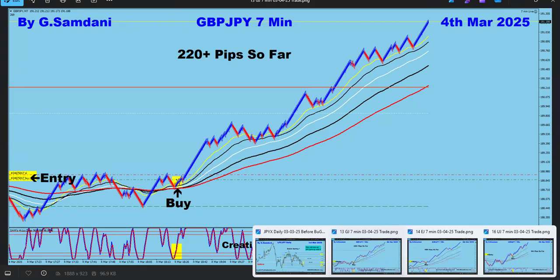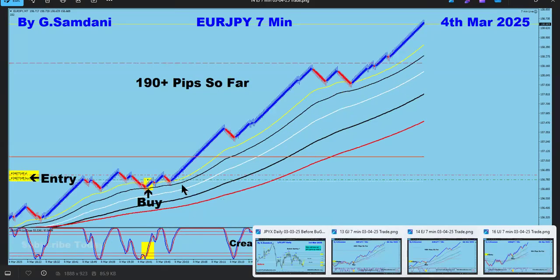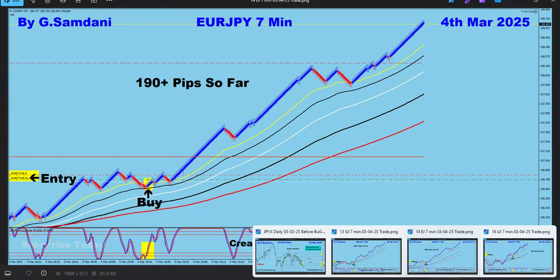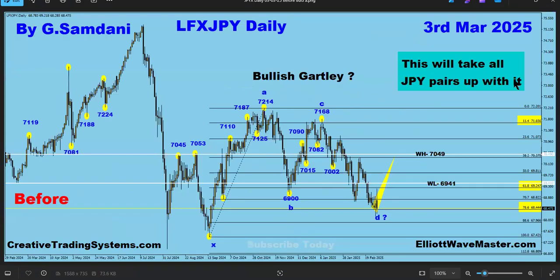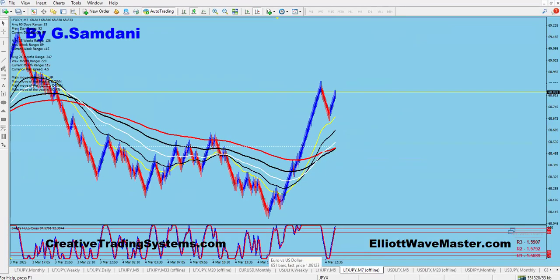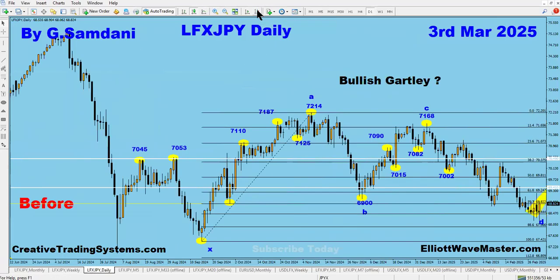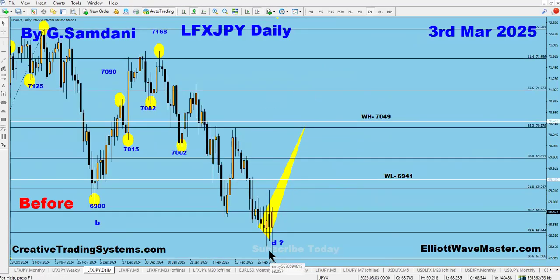Now, second trade, I did the same thing with this. See the euro yen? Remember the daily chart I showed on the charts? All yen pairs are going to go up if this bounces. Let me show you what happened to this chart so far. Daily chart. Yen daily chart right here. See that? A powerful bullish candle. A daily candle, you see? It went down here all the way, and then from here, boom, it went up. And it's probably going to go up even more.